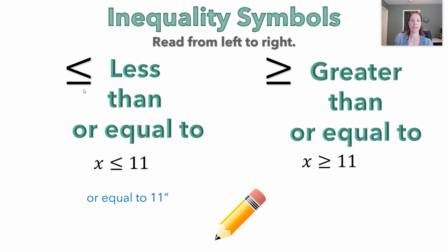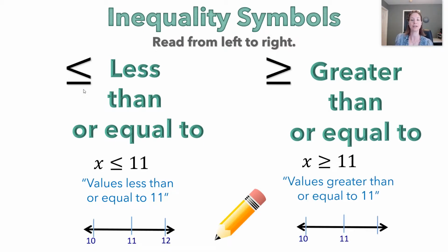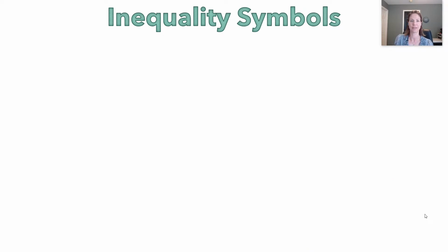So to graph these, all values less than or equal to 11 versus all values greater than or equal to 11. The one on the left here is shaded in because it could be 11. It's equal to, and it goes to the left, less than. And then over here, we have our greater than or equal to 11 pointing to the right because it's greater than, or it could be equal to 11.